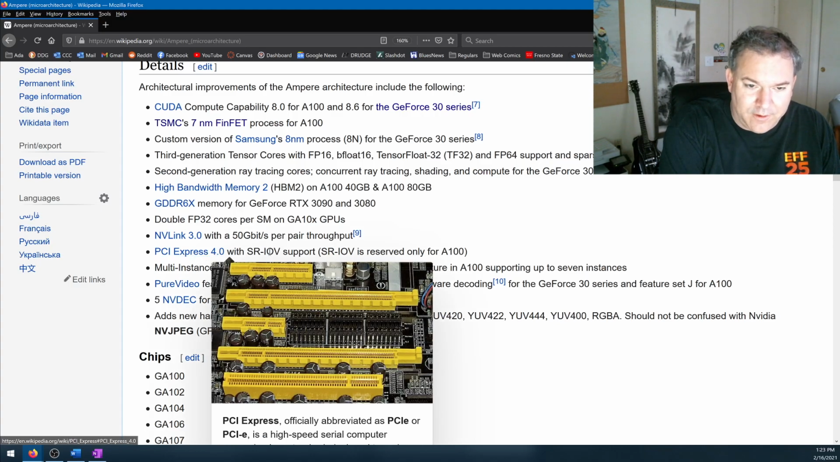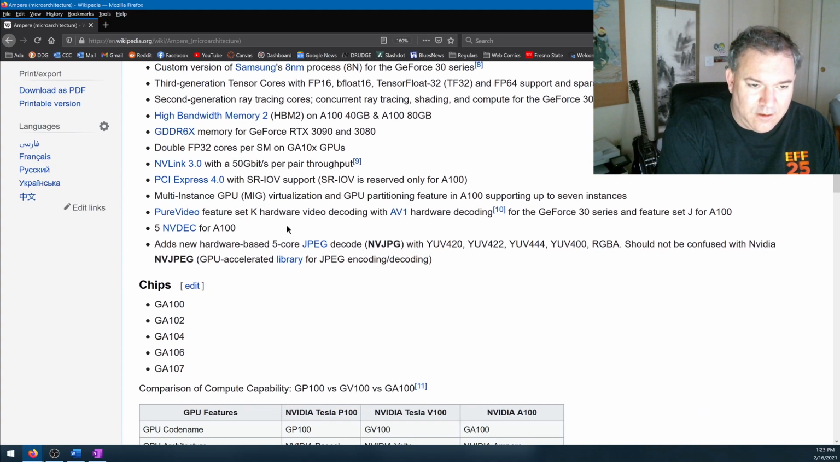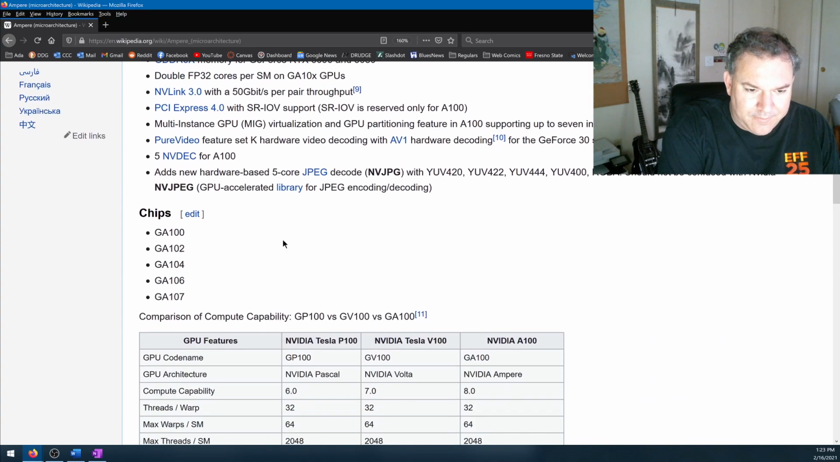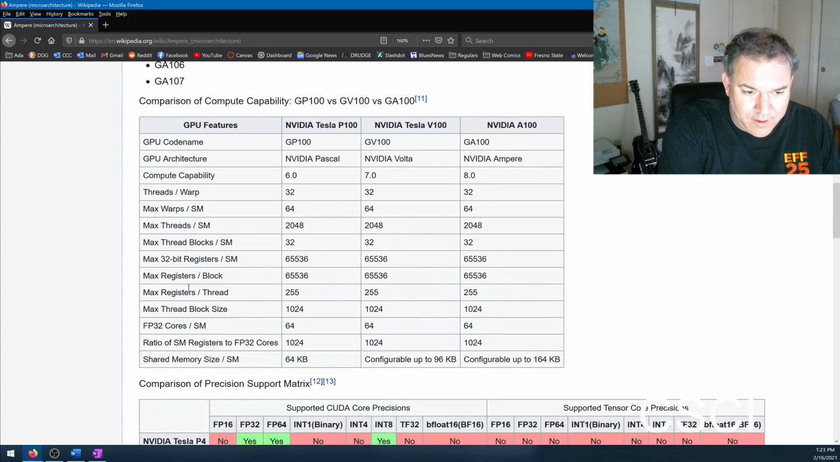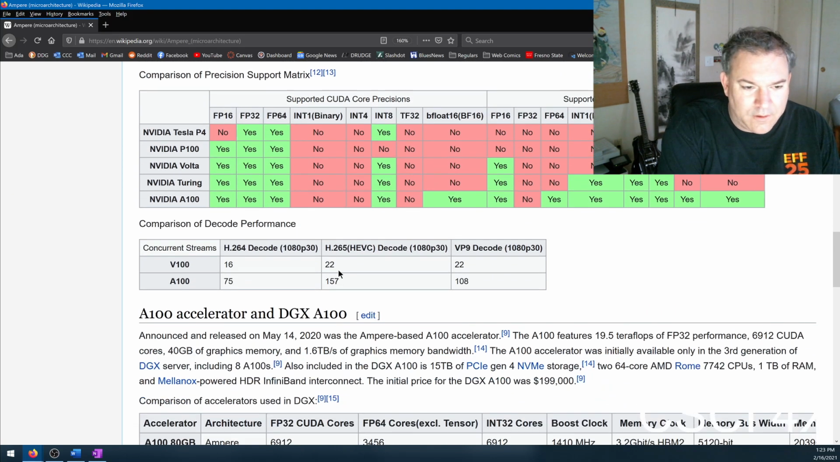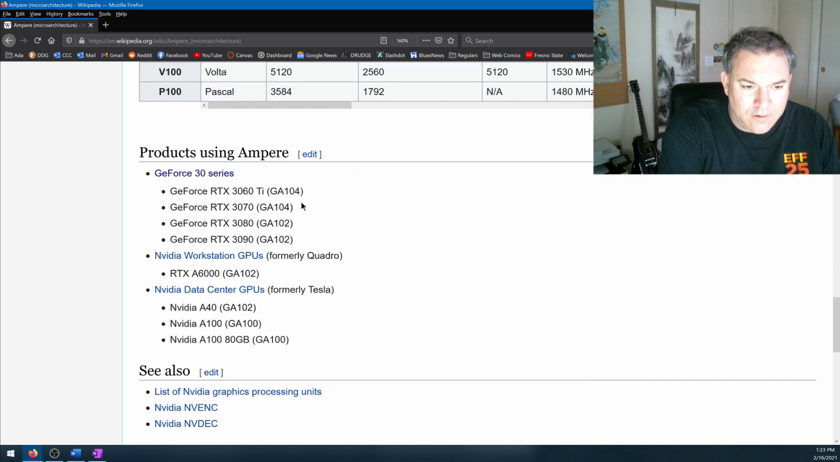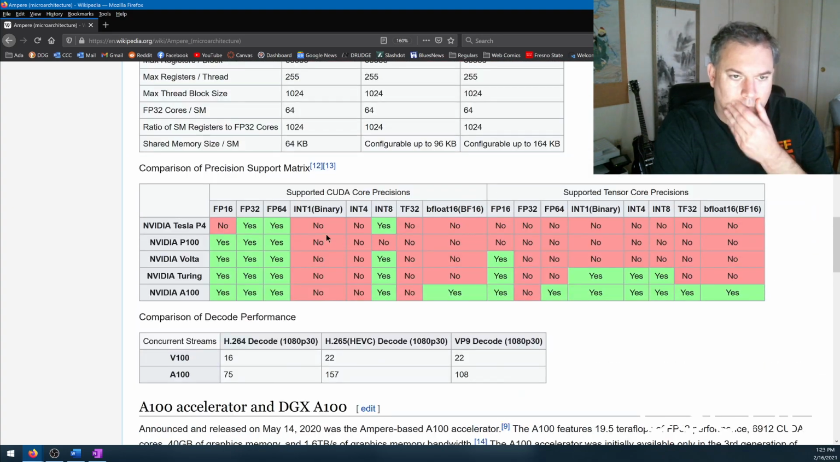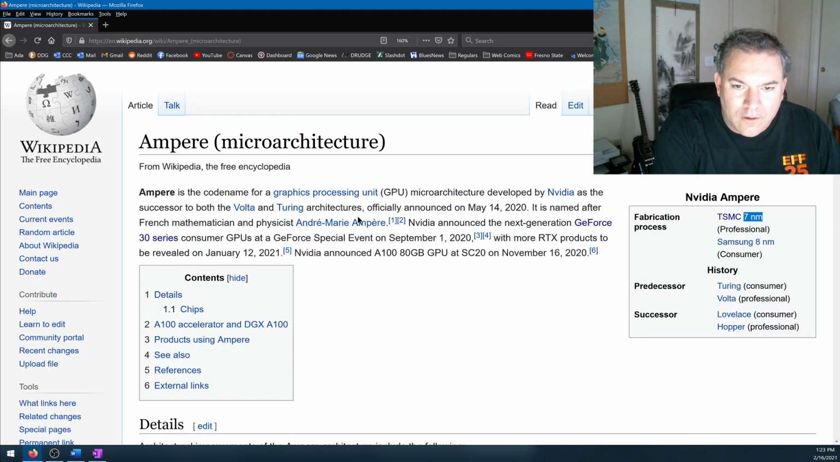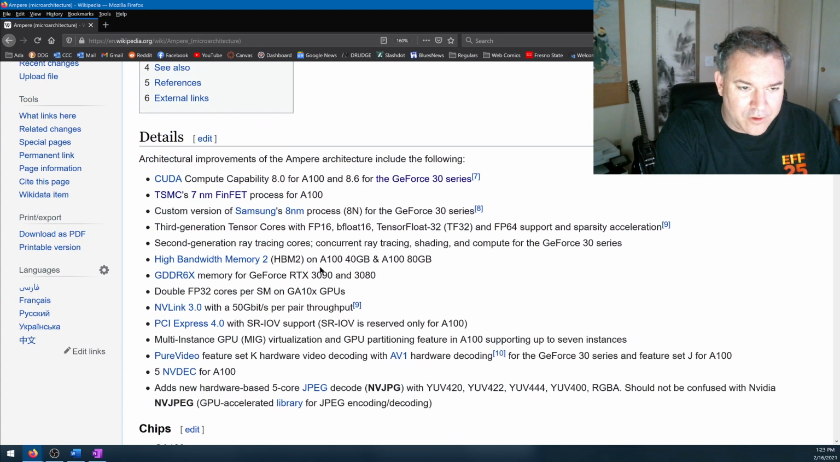PCI Express 4 if your CPU supports it. How big are you? How big are you? Doesn't say. Anyway, the Ampere GPU chips are gigantic, absolutely gigantic.